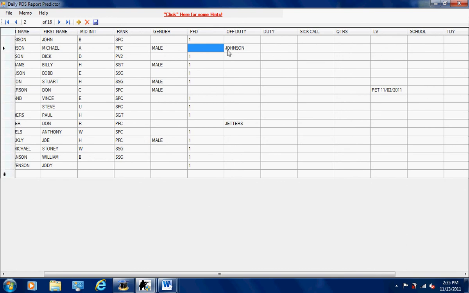Now he can be off duty and at sick call or on quarters, but he can't be classified as both. He had to be 1 before he was the other. So we just make him off duty. Okay. Peterson's on leave. He can't be a 1. He's got to be either on leave or a 1. Same thing on down the line. You get it.